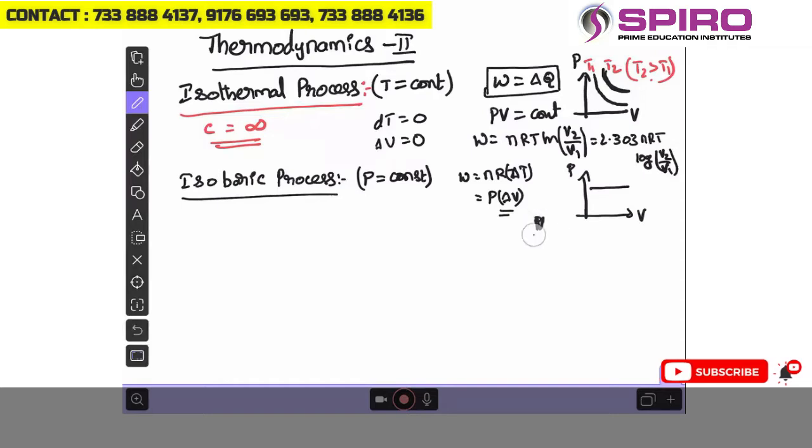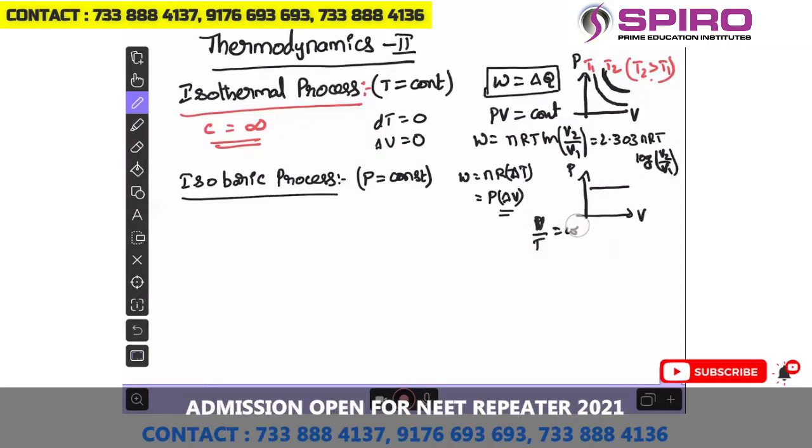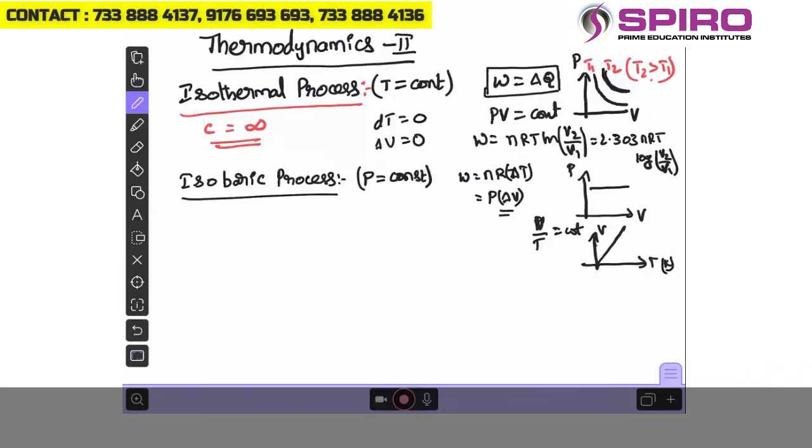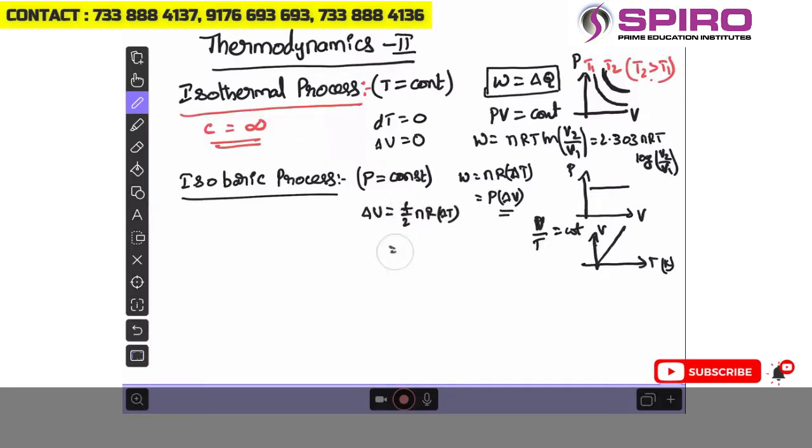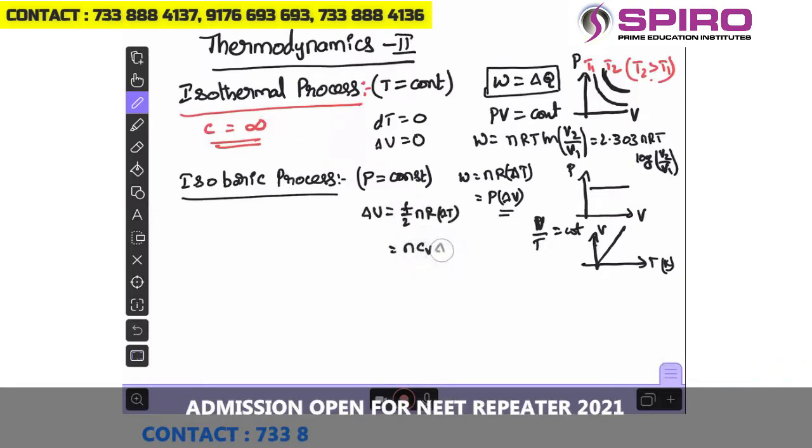That means if you take the graph between volume versus temperature, with the temperature in Kelvin scale, the graph will be a straight line passing through the origin, and change in the pressure will be 0. The change in the internal energy is nR delta T, or F by 2 nR delta T. This can also be written as nCV delta T, and CV is FR by 2. Already we saw that in the last class.